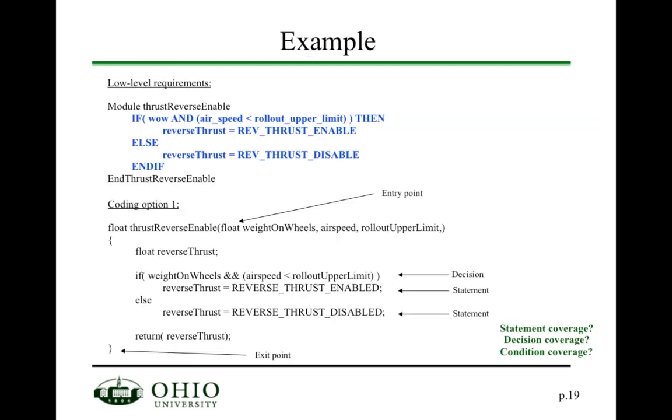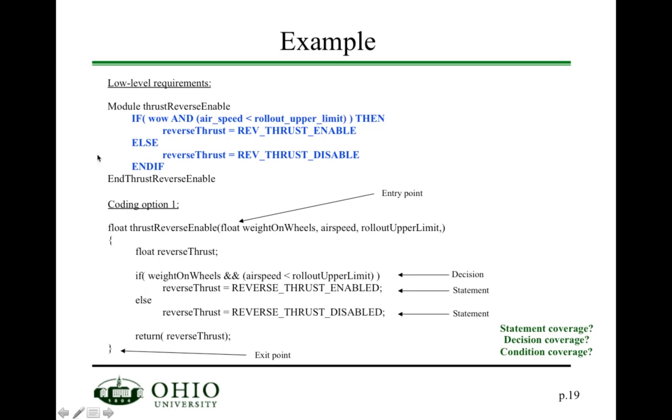Okay, so let's look at another example here. Suppose we have this particular low-level requirement. Basically, we have an if statement that says if the weight on wheels and the airspeed is smaller than rollout upper limit, then you should enable reverse thrust. Otherwise, you disable it. Yeah? So we have one condition, weight on wheels. We have a second condition, airspeed smaller than rollout upper limit.